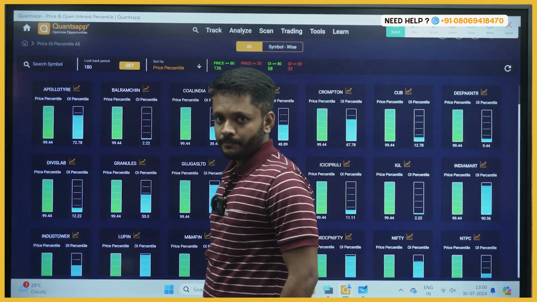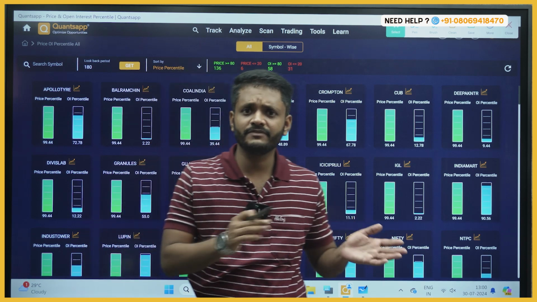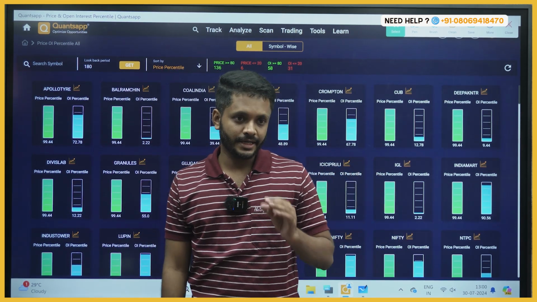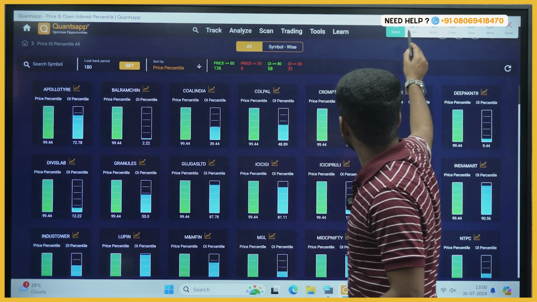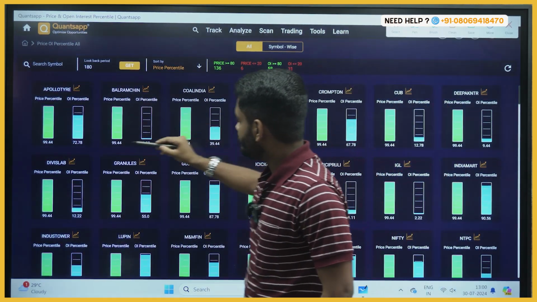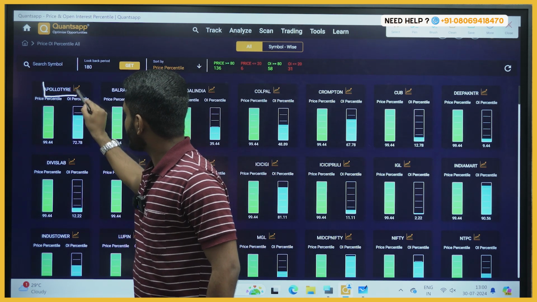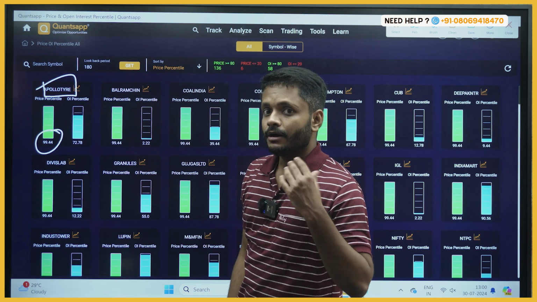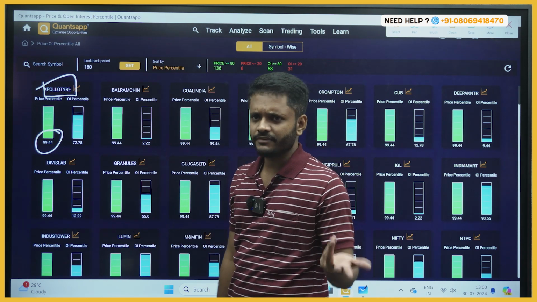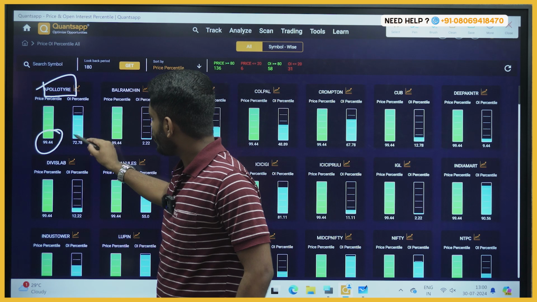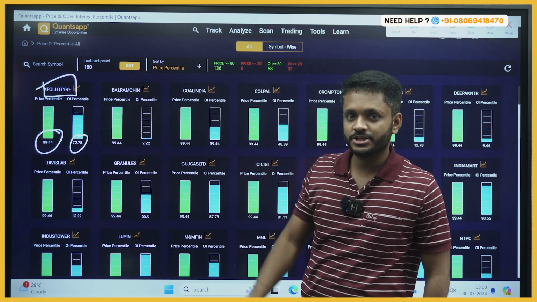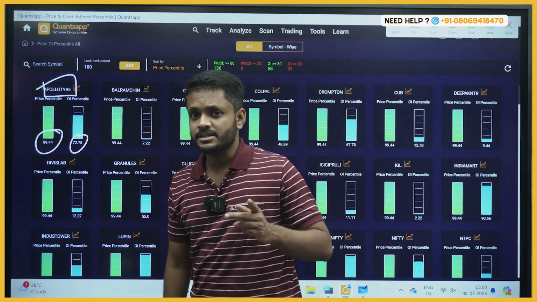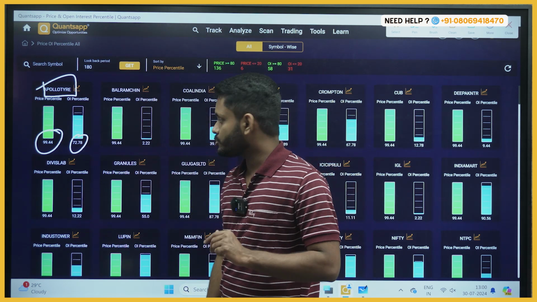Now go back to the previous condition which we learnt. What was the condition for finding a bullish trade? Price percentile should be above 90. You can see the script name is Apollo Tyre. Price percentile is 99.44, which means the price is approaching its previous high of, say, 180 days. And the OI is 72, which means the participation is not there. As of now in Apollo Tyre, there is not enough participation. The condition was that price should be above 90 and even the OI should be above 90.